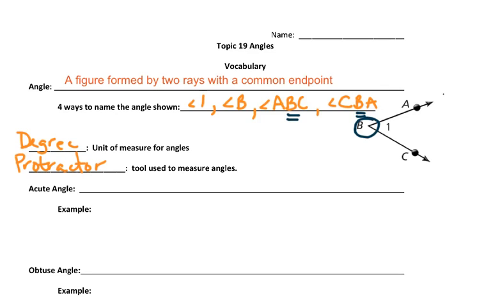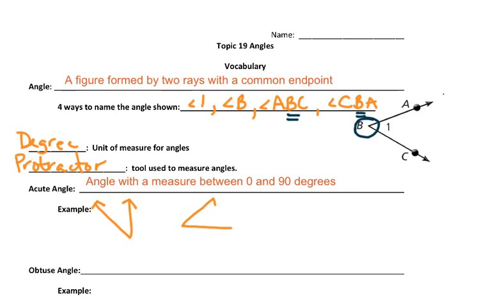And an acute angle is an angle with the measure between 0 and 90 degrees. So I just want you to draw an example of an angle that has a measurement between 0 and 90 degrees. So here's an example. Most of you would probably put an angle so that one of the rays is horizontal. Doesn't matter how you orient it.